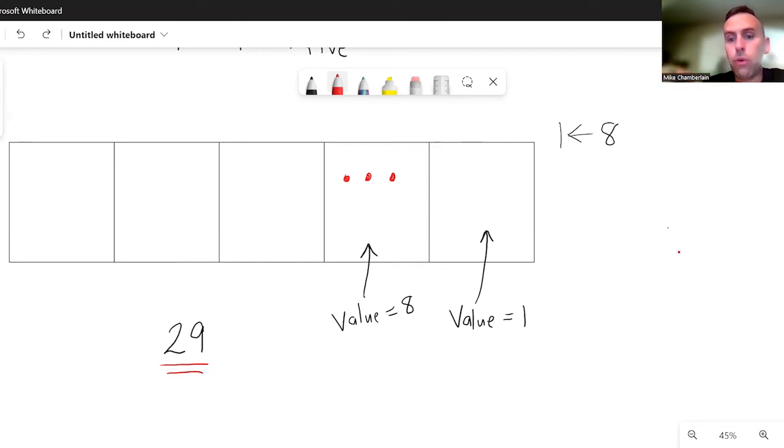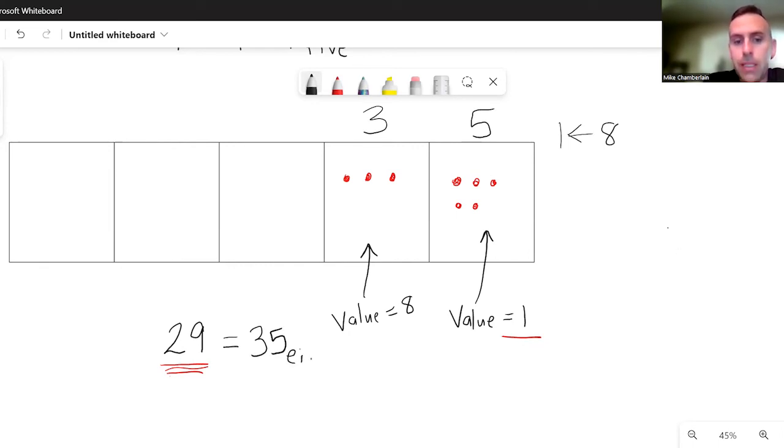So I'm now at a value of 24, but I still need to get to 29. So 24, but now I'm going to go here. 24, 25, 26, 27, 28, 29. Kind of did a backwards approach. So I put 3 dots there and 5 dots there. And so the number 29 for us will end up being 3, 5 in base 8.